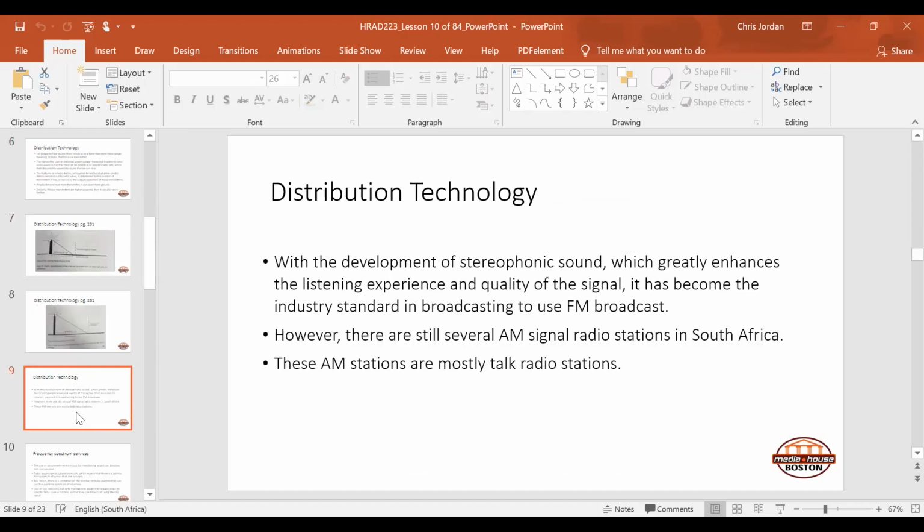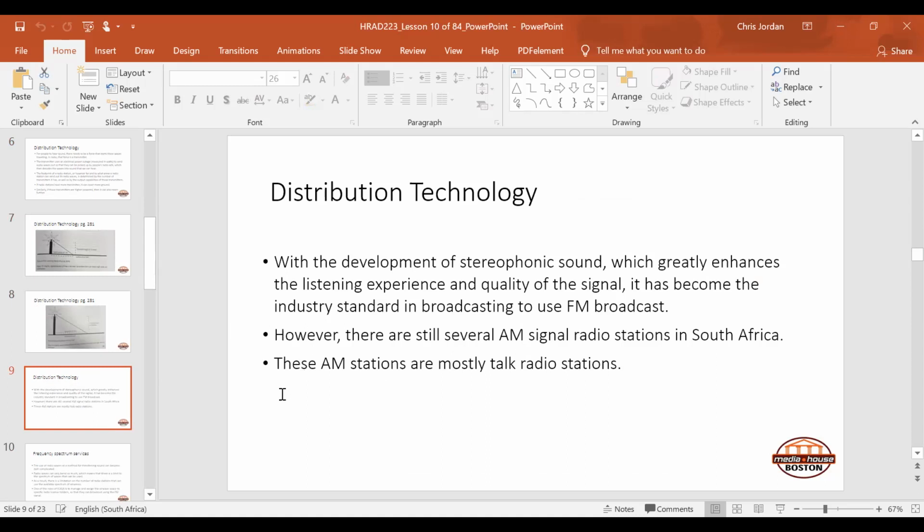Excuse me. I'm going to switch over to a video for the moment. With the development of stereophonic sound, which greatly enhances the listening experience and quality of signal, it has become the industry standard in broadcast to use FM broadcasting.